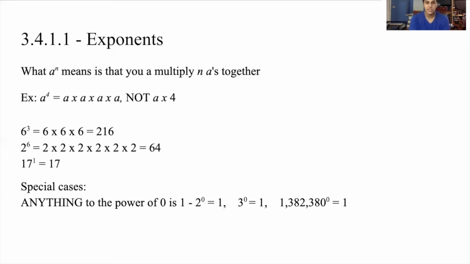So this is essentially how powers work with 0. Anything to the power of 0 is always going to be 1. So you don't even have to worry about how many times you multiply the number by itself. If it's to the power of 0, it equals 1.